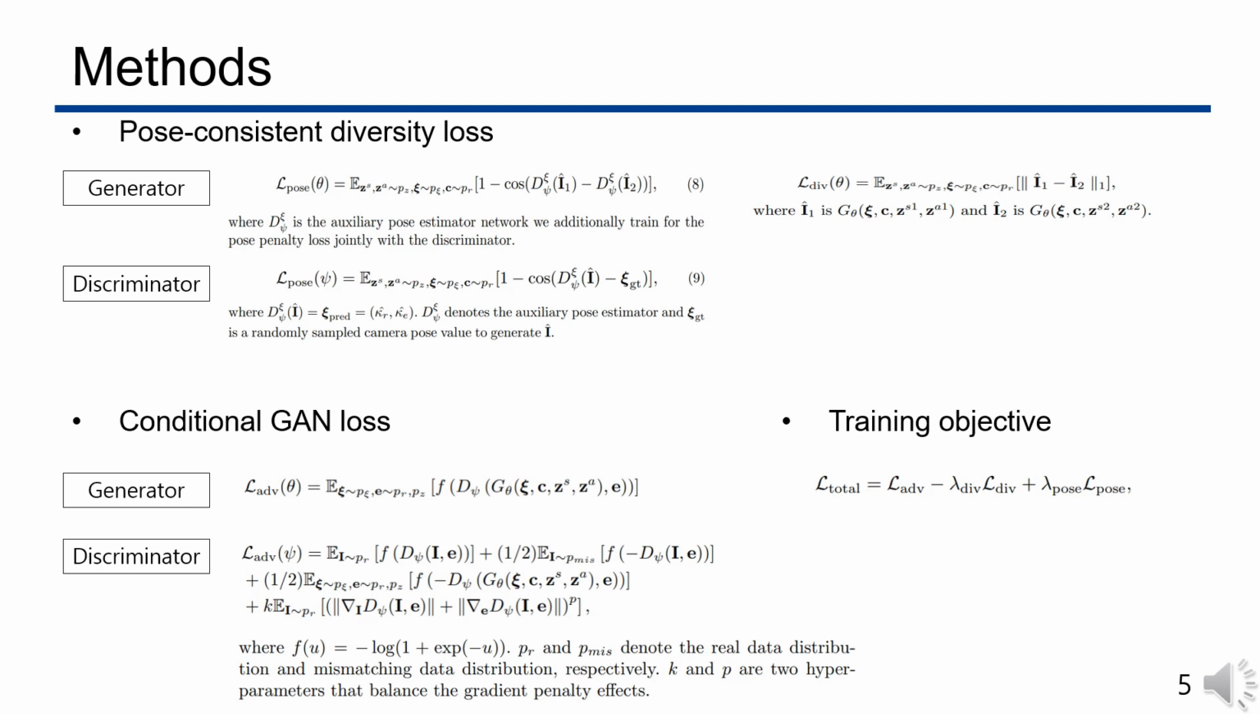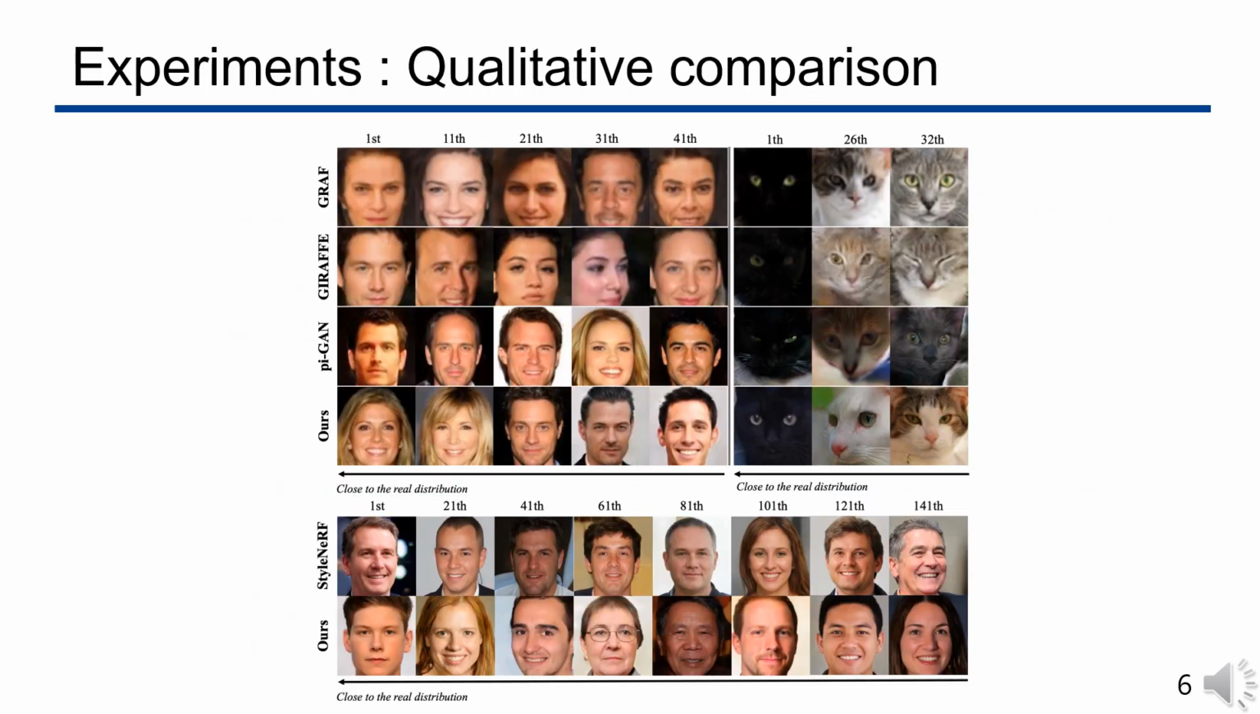The pose can be trained with the pose estimator network with the discriminator network by defining randomly sampled camera poses as ground truth. Second, to synthesize conditional outputs, we adopt a conditional GAN by training a discriminator that learns to match images and the condition feature factors. The total training objective is defined with the sum of an adversarial loss and our proposed pose-consistent diversity loss. Let me show you our experimental results.